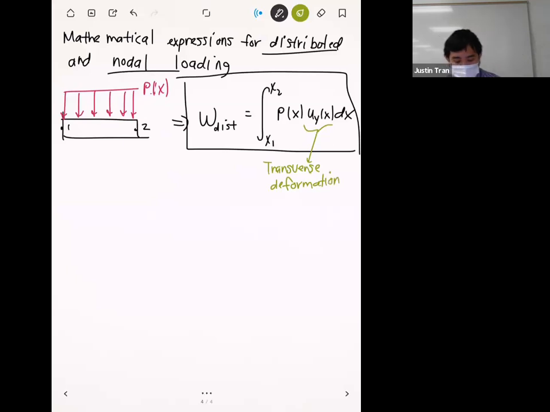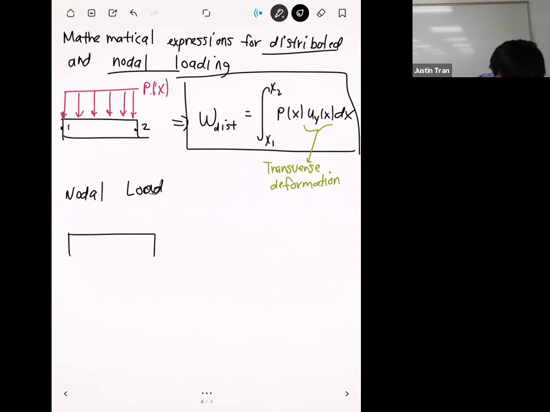Okay. And so we have this integral expression here that computes the work for us. All right. So now let's look at how we can compute the work done by a nodal load. I'm going to do the most general case where we can have a transverse load and also moments applied at each node in our beam.